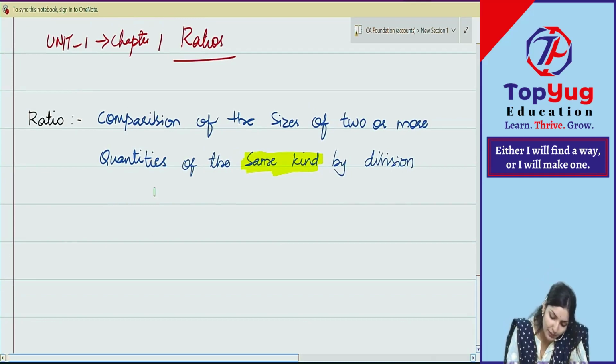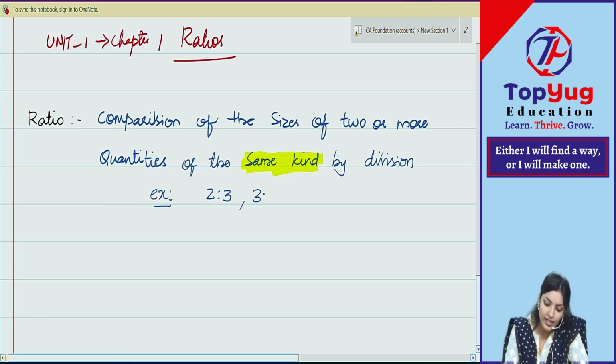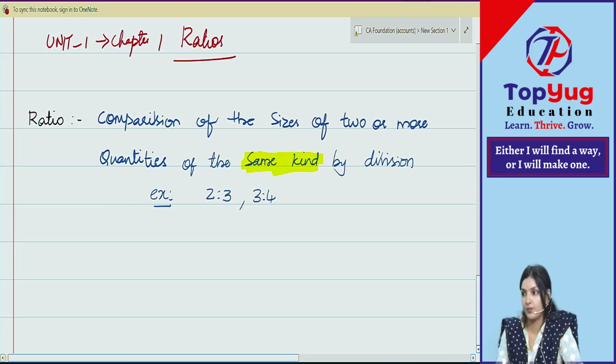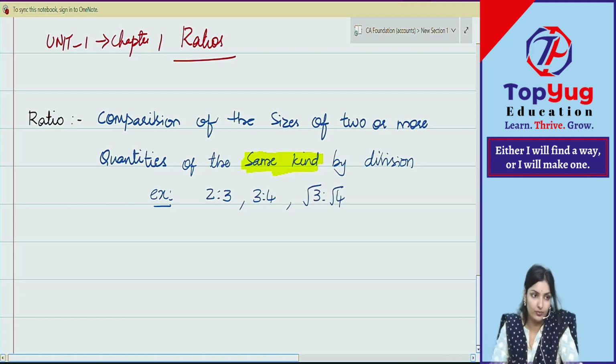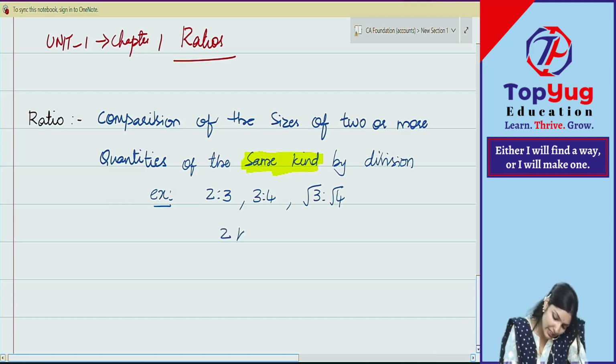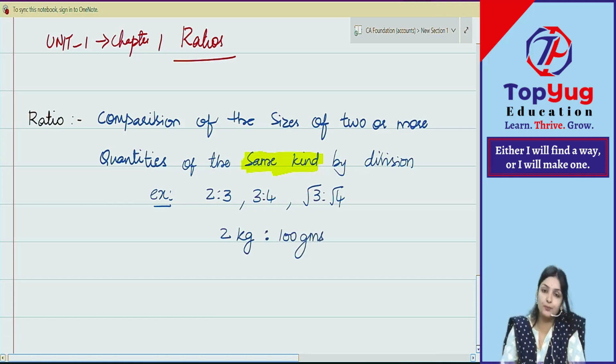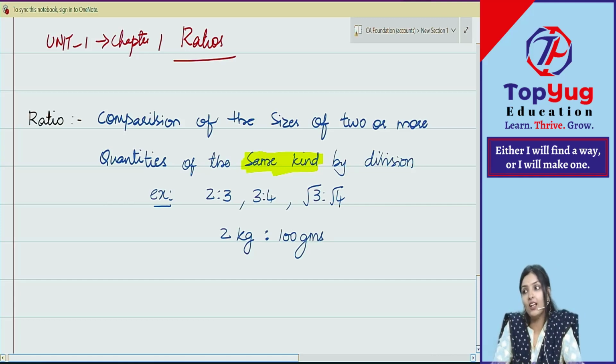Now let me tell you. An example I would be writing over here: 2:3 or 3:4 or whatever it is, or it can be √3:4 also. Or you tell me one thing, can I compare 2 kg with 100 grams? Yes? How? So how?